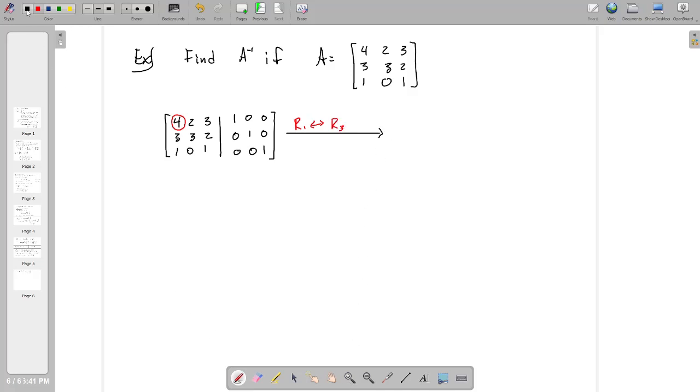So that I can get my matrix to have a 1 in the A11 location. Row 1 becomes 1, 0, 1, 0, 0, 1. We apply the operation to the entire row. Row 2 didn't change: 3, 3, 2, 0, 1, 0. And then row 1 moved to row 3. So 4, 2, 3, 1, 0, 0. This is our new augmented matrix.